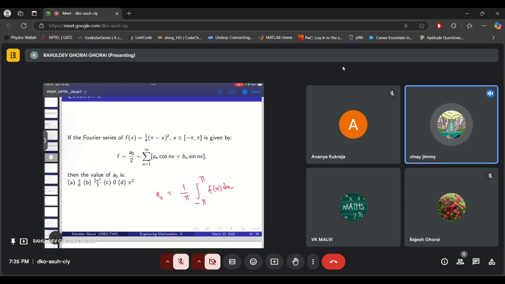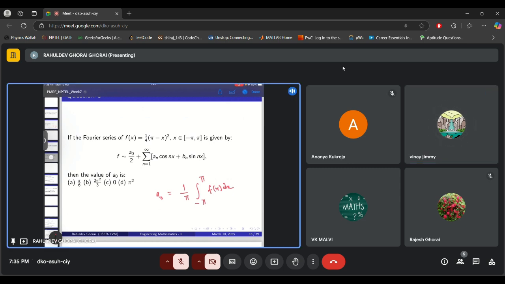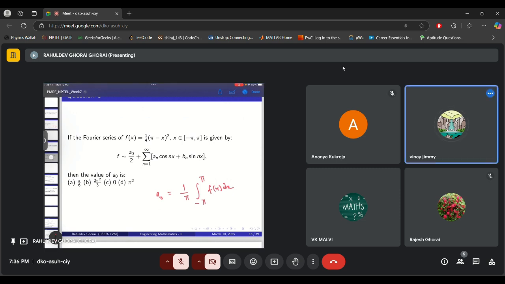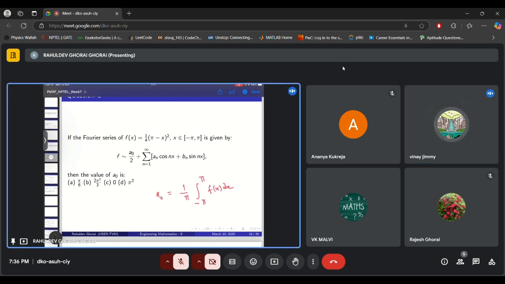That Fourier form, the first term of the Fourier expression, you have a naught by 2, right? So then a naught will be 1 over pi. Is it correct? Normally a naught is equal to 1/2, exactly. But here it is a naught by 2. You are correct.